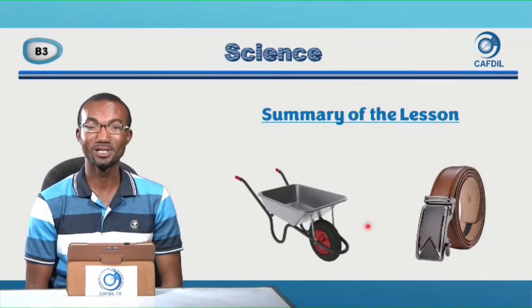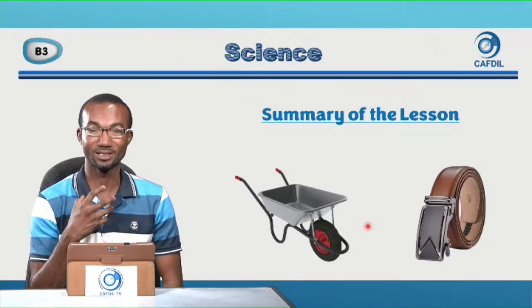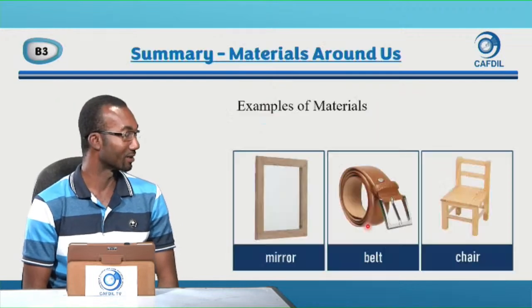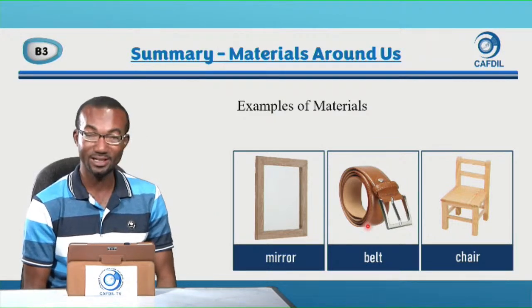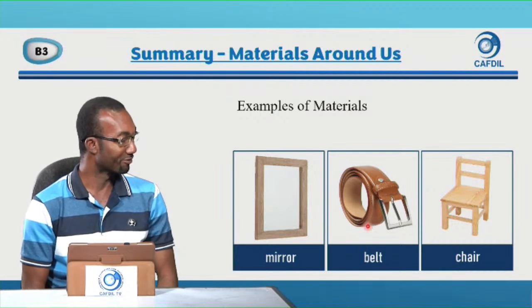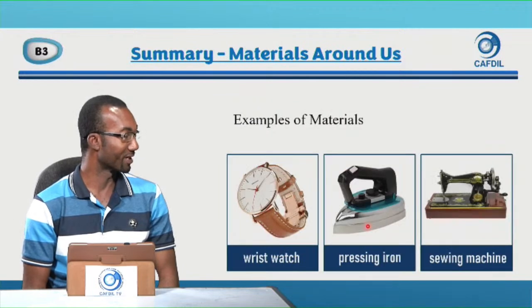Kids, today we looked at materials and objects that are made from different materials. And we have gone through some of these objects made from different materials. We saw a mirror made of different materials: wood, glass, and then metal. That is the nails used to join the wood together. We also saw belts made of leather, fabric, and then metal. We also looked at a chair made of different materials.